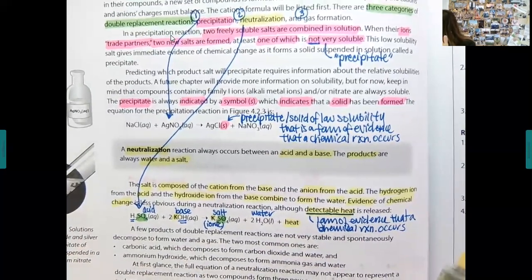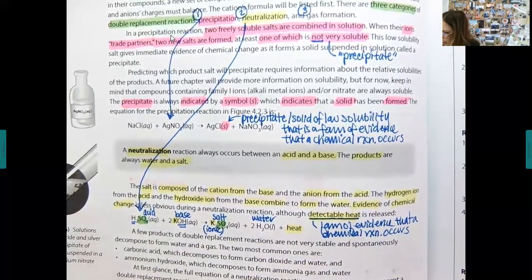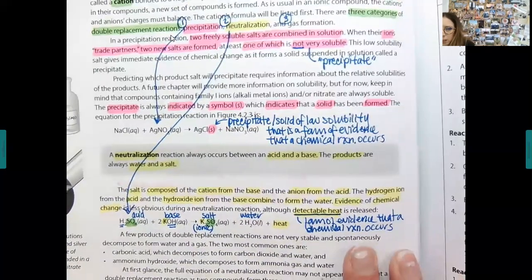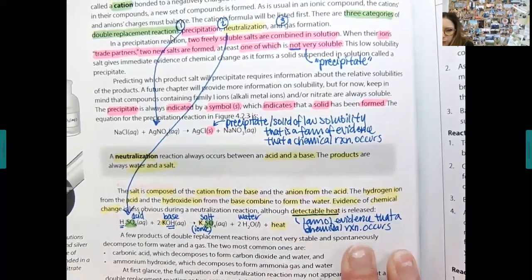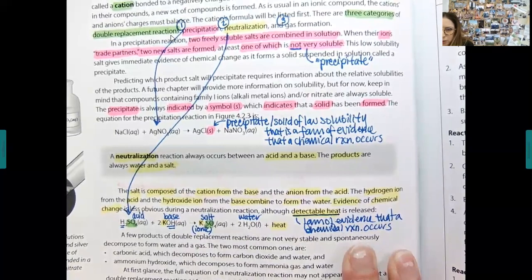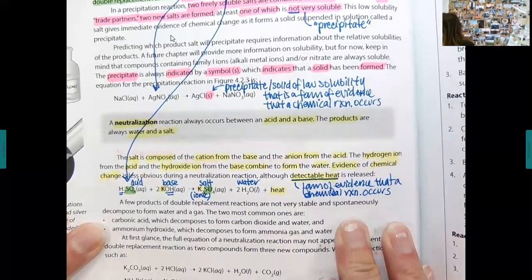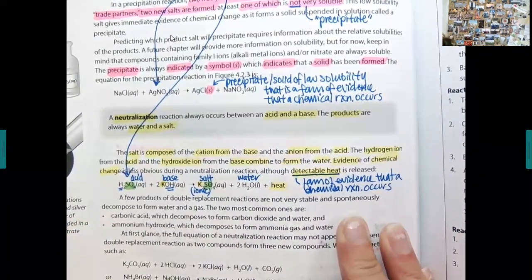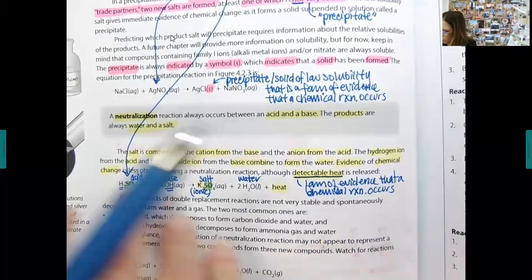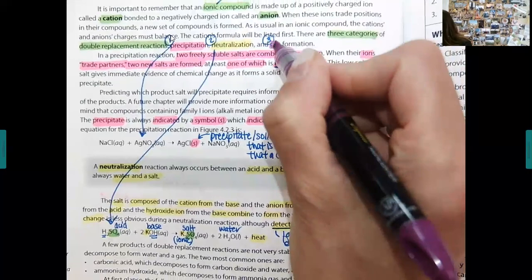Now, let's talk about gas formation, double replacement reactions. Sometimes we form a compound that is really unstable, and when it's unstable, it will decompose immediately into something different. So right down here, let me find a different color to highlight the gas formation equations so it stands out. I'm going to use purple.